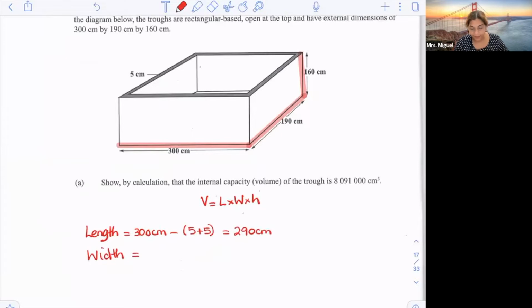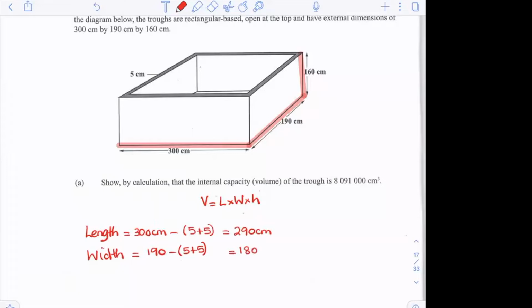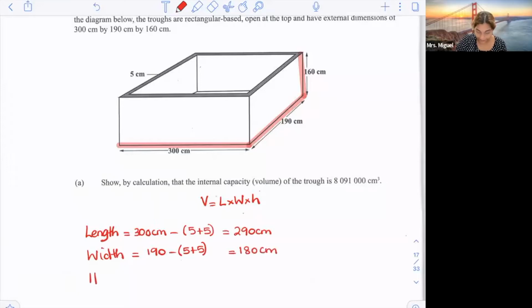So we go in again for the width now. The width is 190. So this is the width here. So this is the short side, which is 190, but it is thick here 5 centimeters, and on this side it is thick here 5 centimeters. So again, we will take the 190 and subtract 5 plus 5. How much is that? 180. Now, the height.